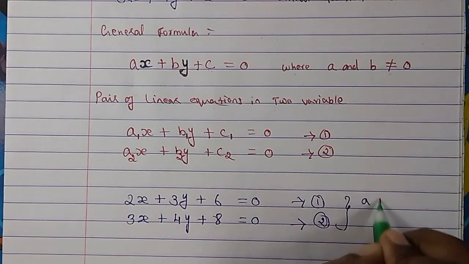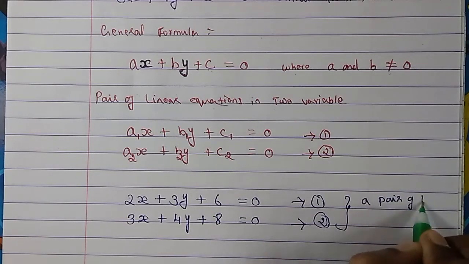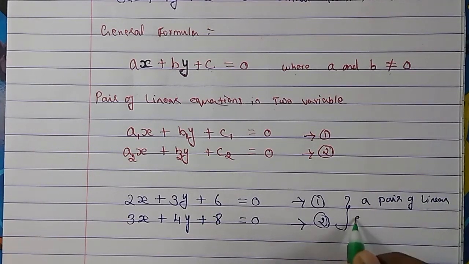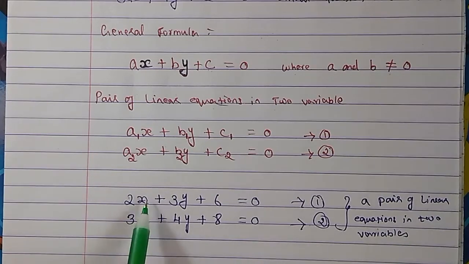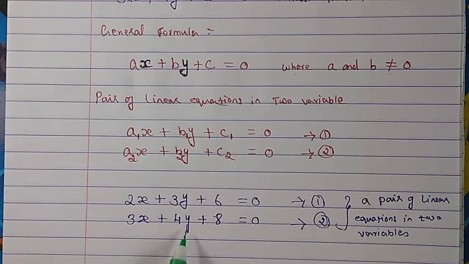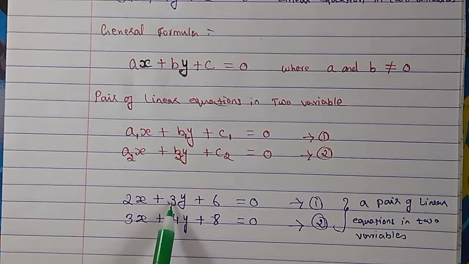So this is now a pair of linear equations in two variables. Because we have two variables x, y here, here also x, y is there, and then a and b, they are not 0. Here also a and b, they are not 0. So this is how you can make your own equations. This is a pair of linear equations.